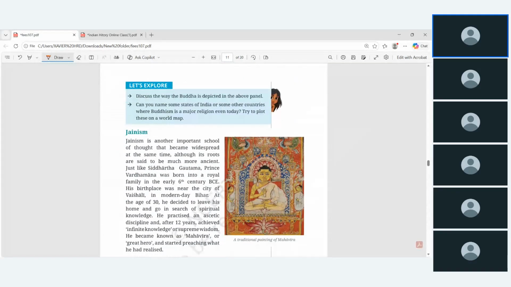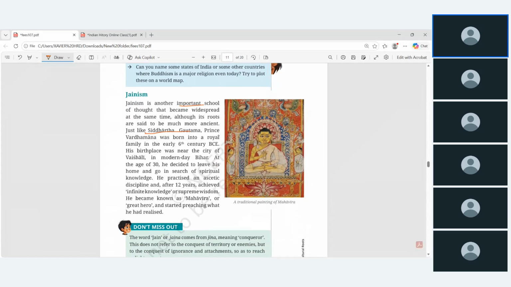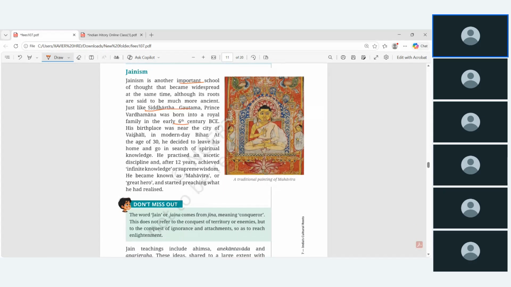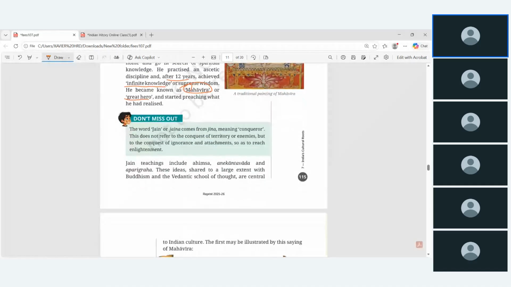Then Jainism, another important school. Prince Vardhamana was born into a royal family, with his birthplace near the city of Vaishali. I said that at the age of 30 he left home, and for around 12 years he did meditation, and finally he attained infinite knowledge and became Mahavira. Mahavira means great hero. And the word Jain or Jaina comes from Jina, which means conqueror.